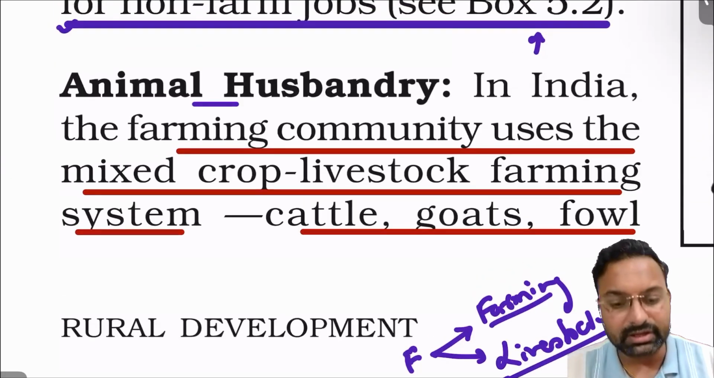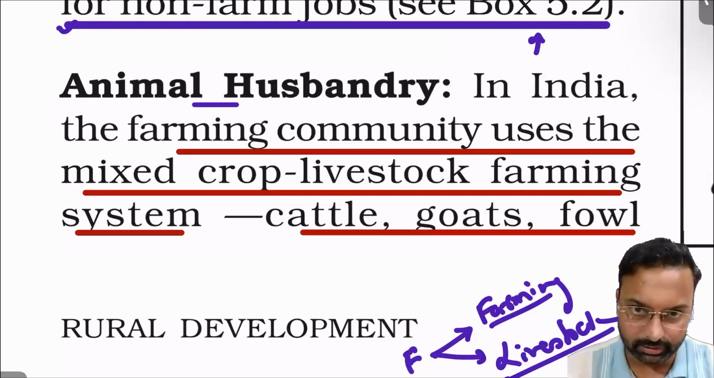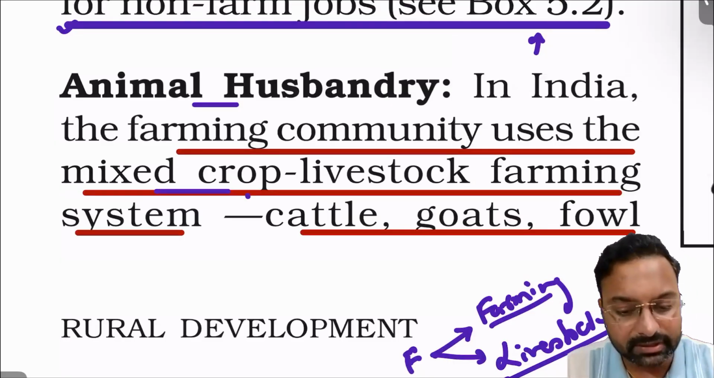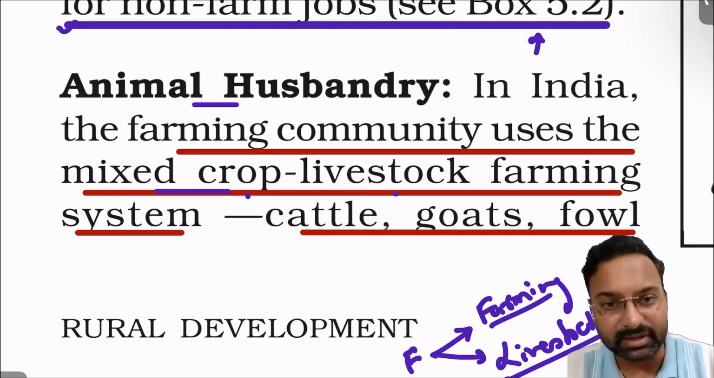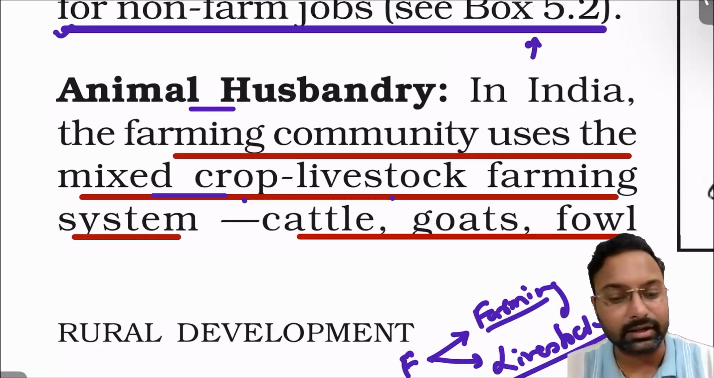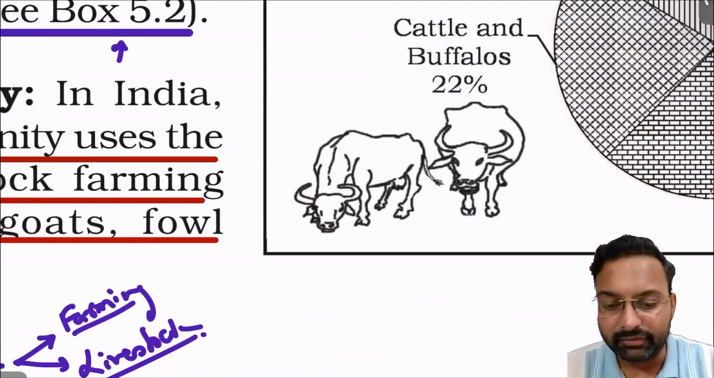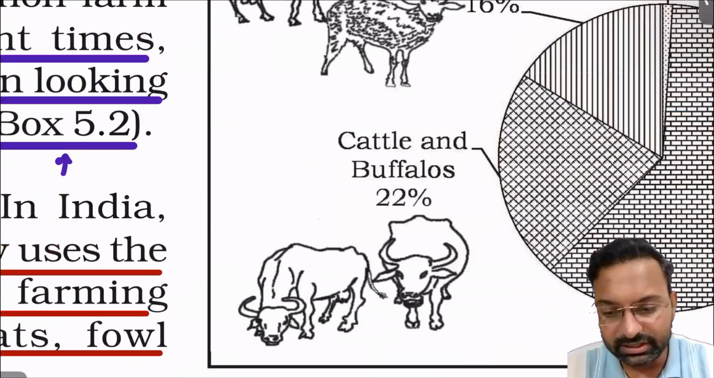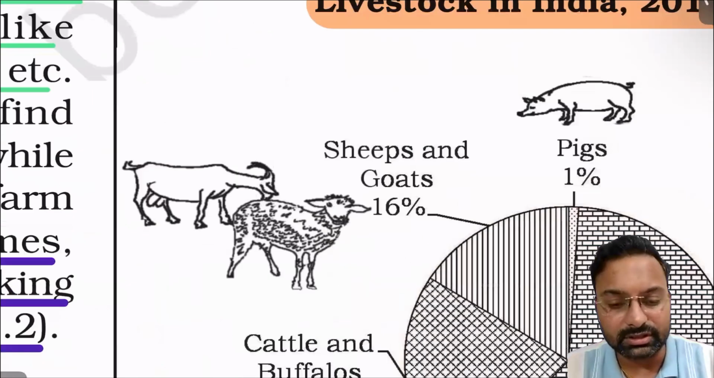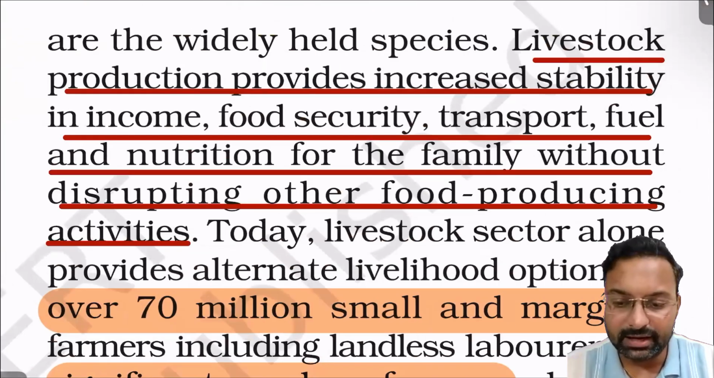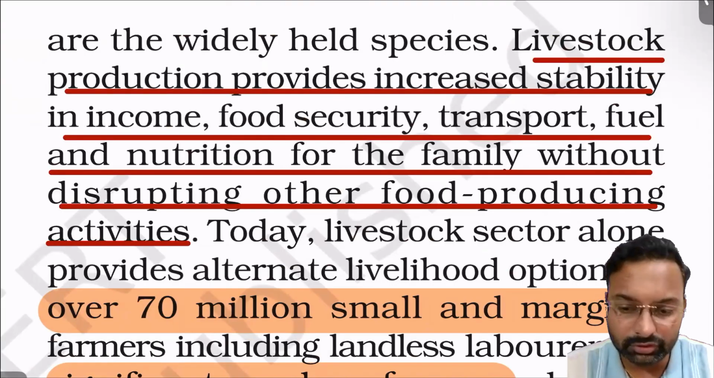So this is what is being done in India, right? Mixed cropping, that is crop as well as livestock farming, is being done in India, right? The farmer may have some cattle, goats, fowls, buffaloes, right? So all this livestock production is being done in India's rural areas, right? And this provides stability and food security.